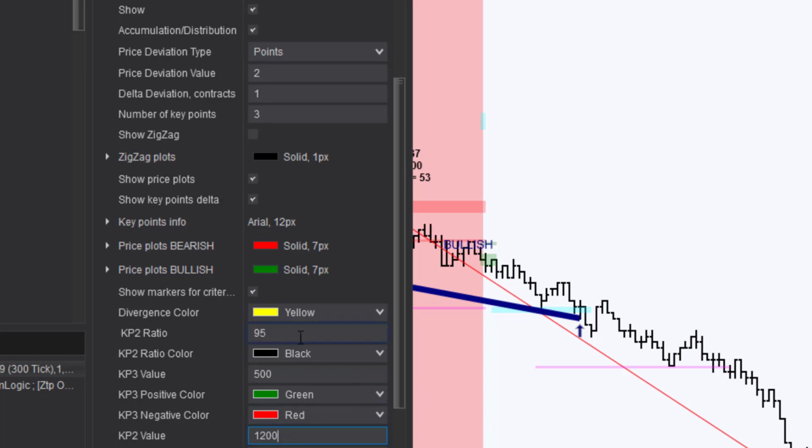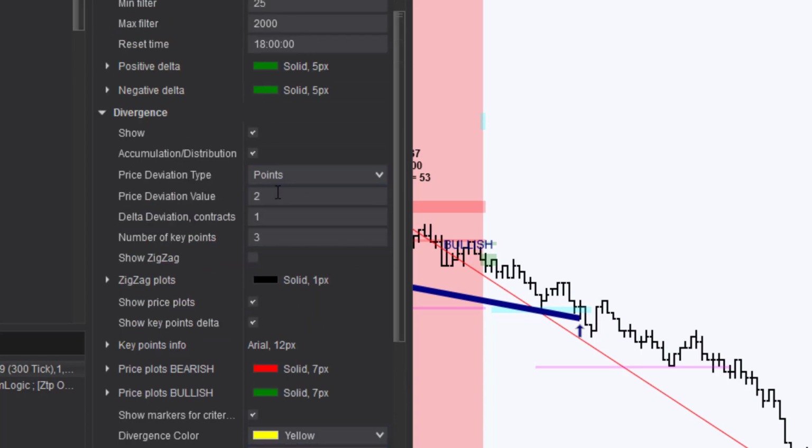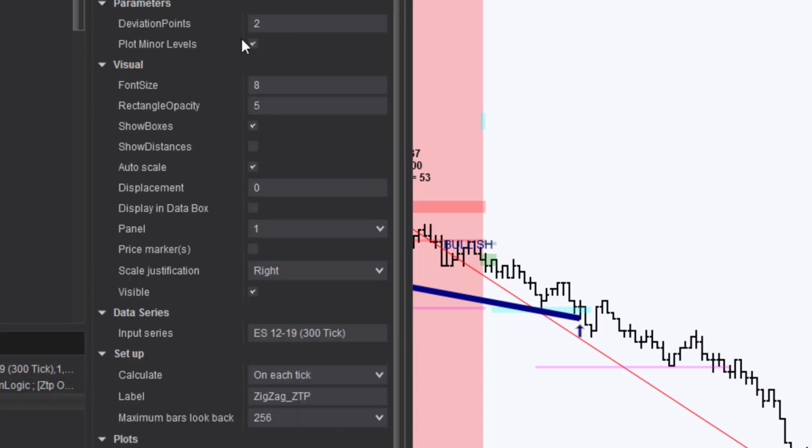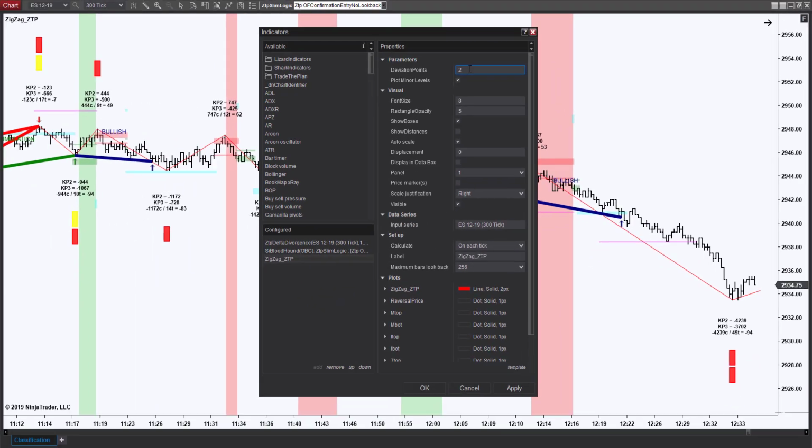There is no hard and fast rule. I haven't done any studies on what exactly these numbers should be, but these numbers are working out pretty well for me with the price deviation value of 2 points on a 2-point zigzag. So that is the settings I have for that. And of course, the deviation points in the zigzag ZTP match this.